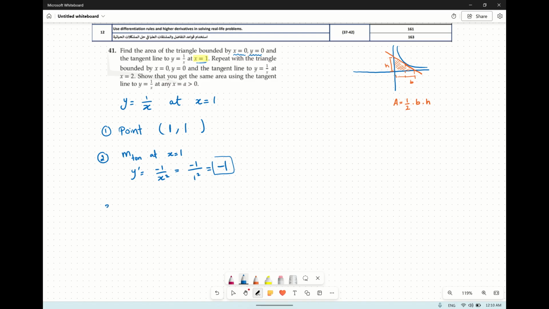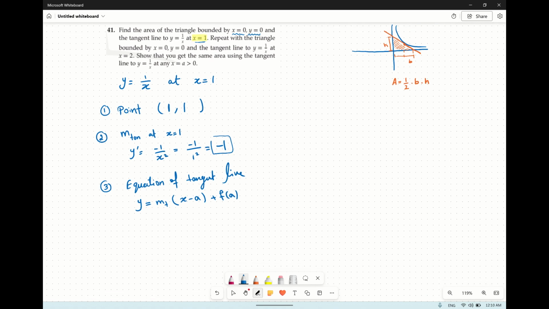Now, step number 3, you need to find the equation of the tangent line, which is this orange line. We need the equation of it. We know the general rule says y equal m of the tangent into x minus a plus f of a. Now, m of the tangent, we found it to be negative 1. So negative 1 into x minus a, and f of a are from your point. This is a, this is f of a. So minus 1 plus 1.